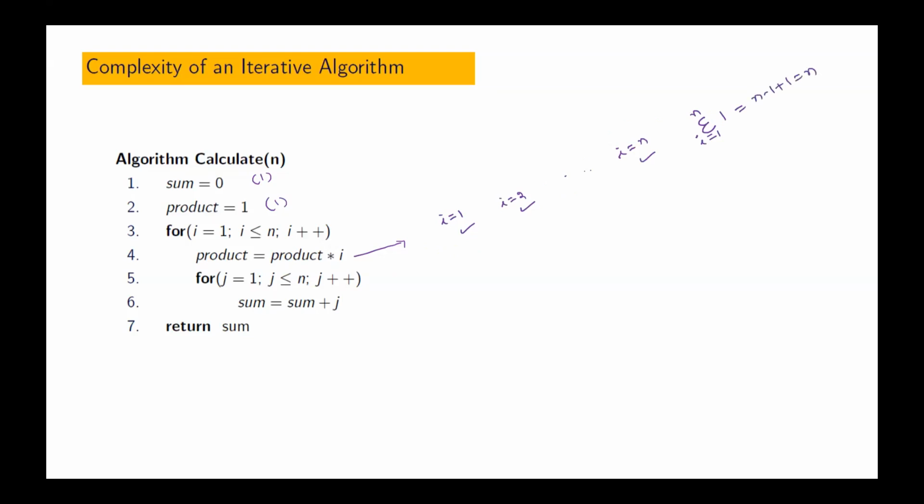Is that okay? Now tell me, how many times is sum equals sum plus j performed? 10 times.